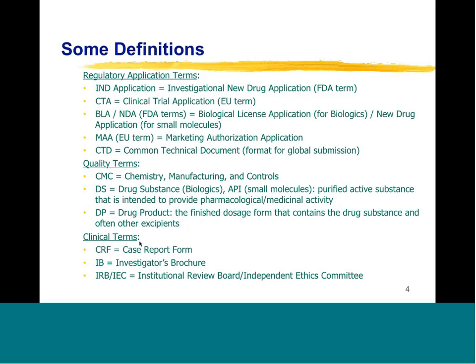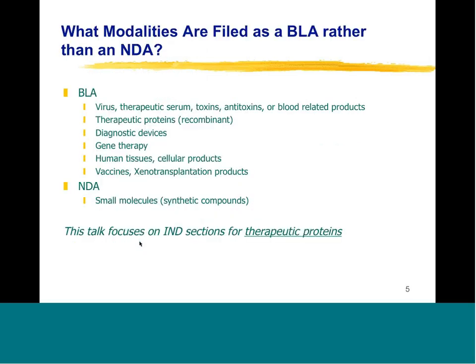So with these definitions, let's go to what are some of the different modalities to file. So for example, when do you submit a BLA versus an NDA? For biologics, anything that is a protein, virus, toxins, blood-derived products, gene therapy, even human tissue, those are all under a BLA, as opposed to anything which is synthetic, which would be NDA. And actually peptides fall under that as well.